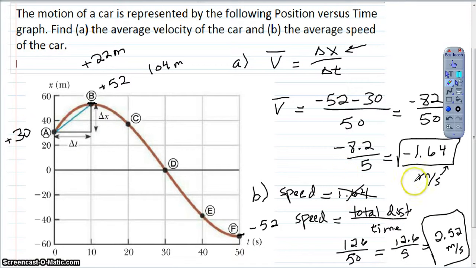So I do want you to notice that on this particular example, the average velocity and the average speed aren't just the same number with a plus or minus sign. They are actually two completely different values. So make sure you are paying attention to that.